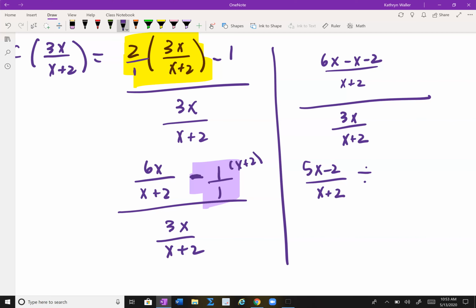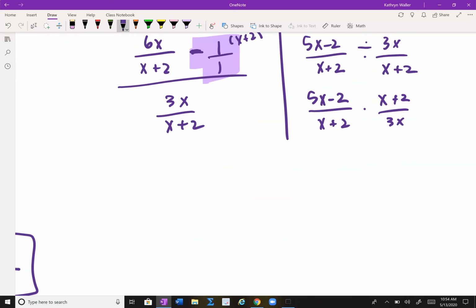Changing the division bar into a division symbol, that's 3x over x plus 2. Now I'm going to change my division to a multiplication. I'm going to flip the second fraction upside down. One big mistake that people make right here is that they don't cancel things. But you have a 3x plus 2 on the top and 1 on the bottom. So on the top you have 5x minus 2, and on the bottom you have a 3x.